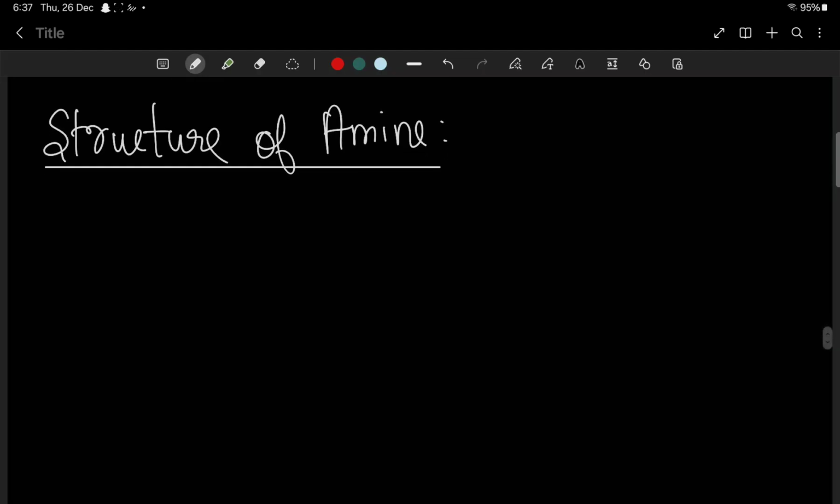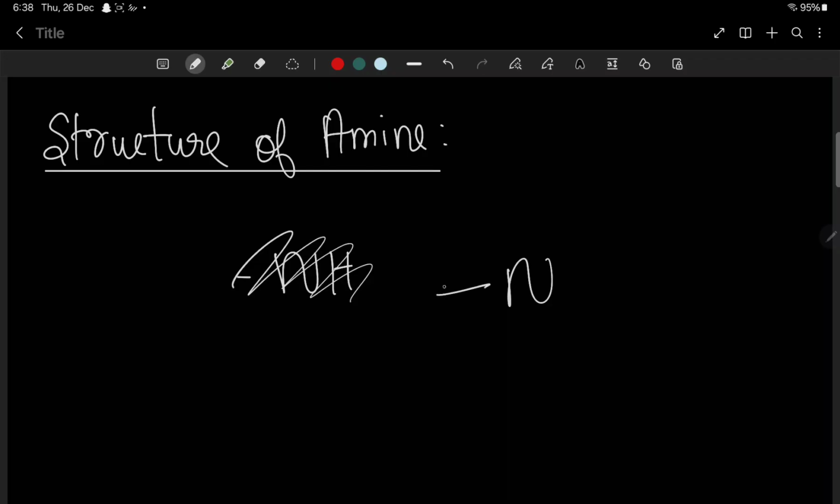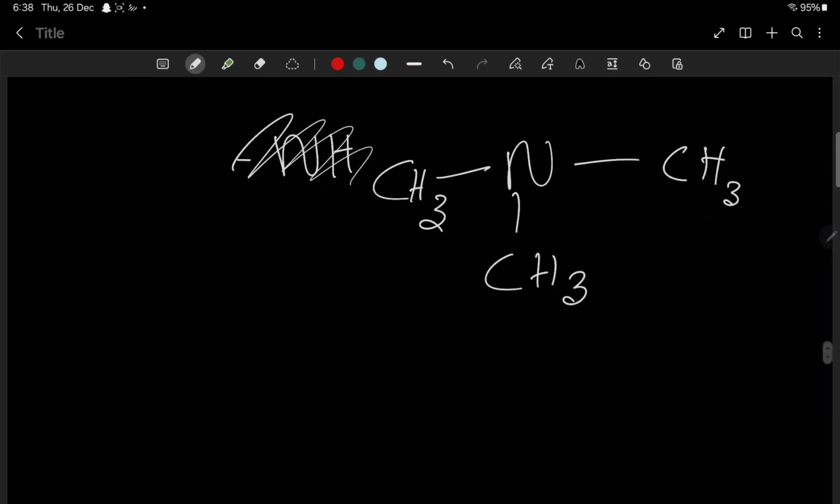Okay, before the material, let us go to the structure of amine. I'll be reading the paragraph written there. Like ammonia, the nitrogen atom of amines is trivalent and carries an unshared pair of electrons. You know that. Look, I'm taking a tertiary amine, attached to three carbons, N with CH3, CH3, CH3. This is a tertiary amine.